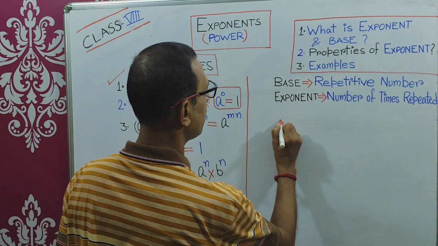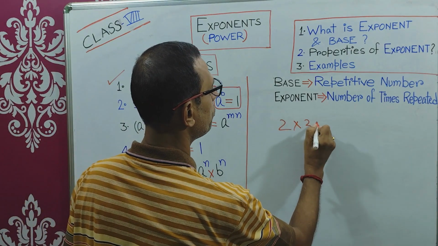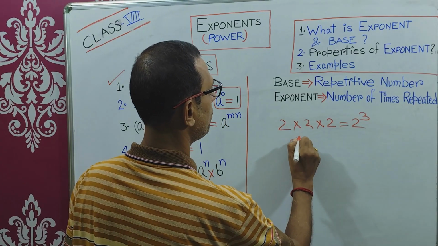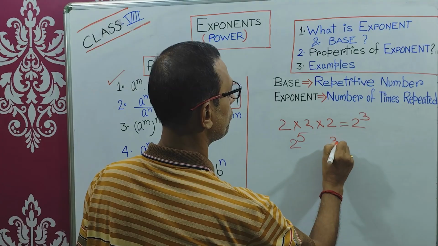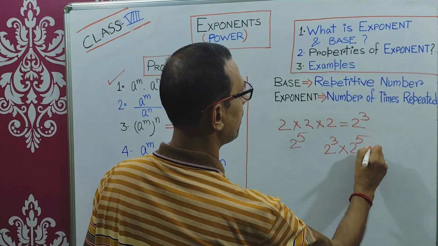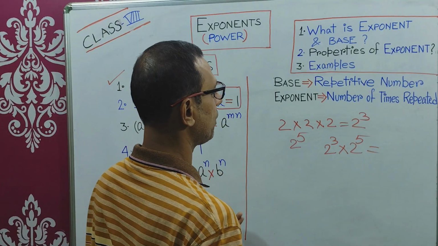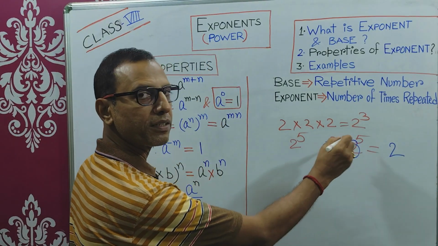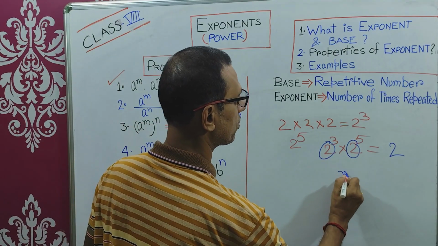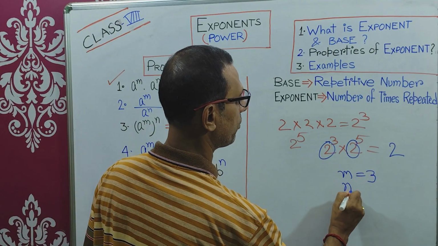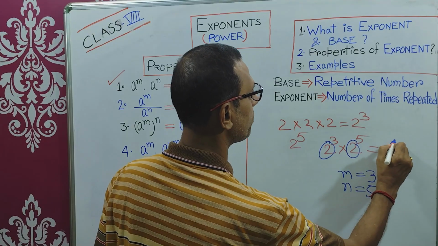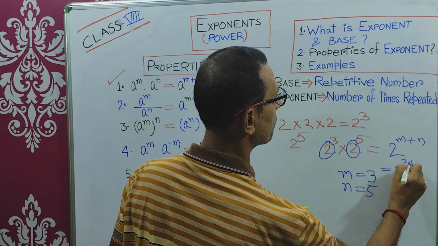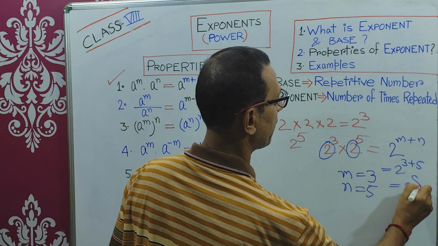So if I say 2 into 2 into 2, that is 2 cube, and let's say 2 to the power 5. So what we can do, 2 cube into 2 to the power 5. That means the base is equal, base is 2 in both the cases. So the base is 2, and m equals 3 here and n equals 5 here. That means 2 to the power m plus n. Therefore it is 2 to the power 3 plus 5, and 2 to the power 8 it is.